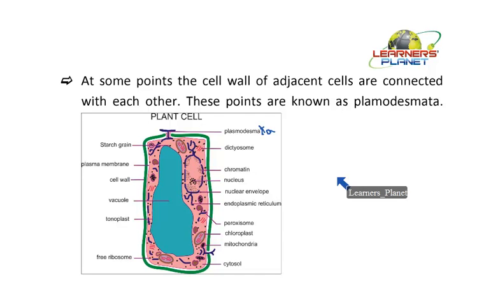So basically, the protection is provided because of its rigid, non-flexible and dead nature. Why is it rigid? Because of the chemical composition, because of the cellulose molecules. Not only this, they also help in intercellular communication. And how is this intercellular communication possible? It is due to the presence of plasmodesmata or middle lamella kind of structures.